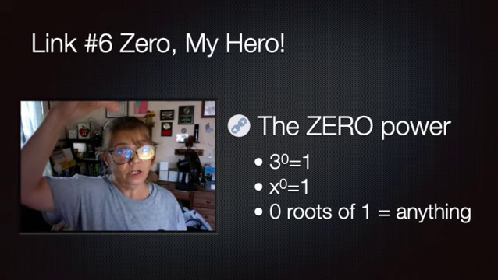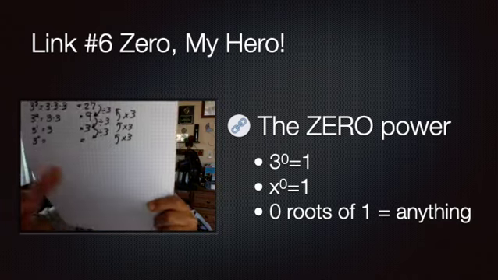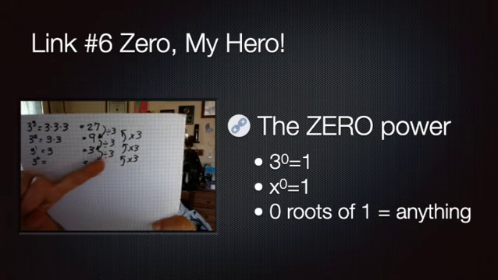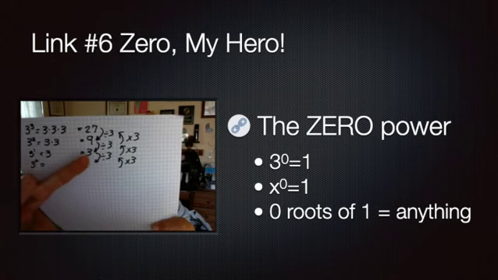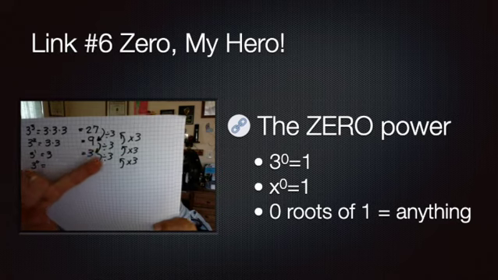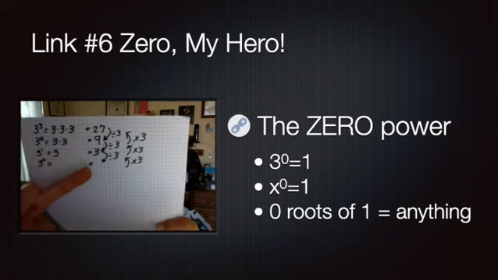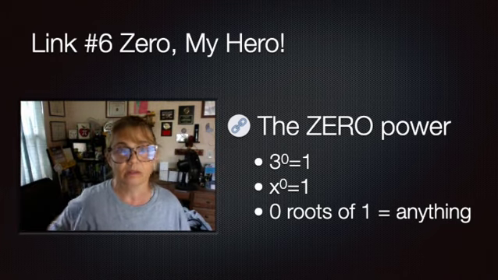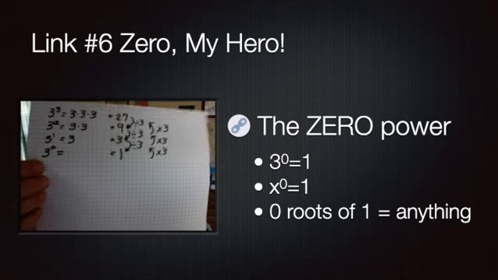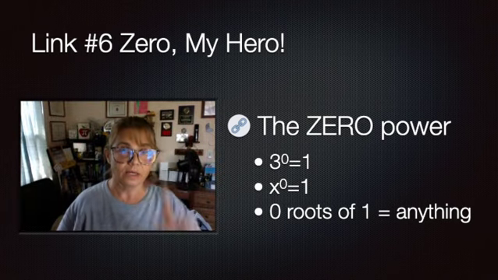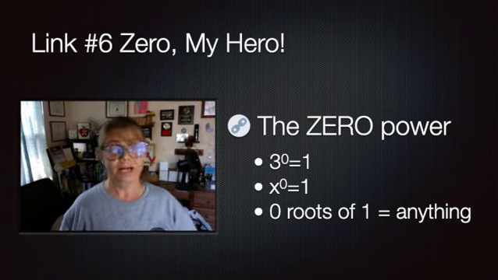If you look at the increasing power progression, you're going to say, well, what times 3 would give me 3? Because 3 times 3 is 9, and 9 times 3 is 27. Well, what times 3 gives me 3? It's 1. Any number to the 0 power is 1, including x.